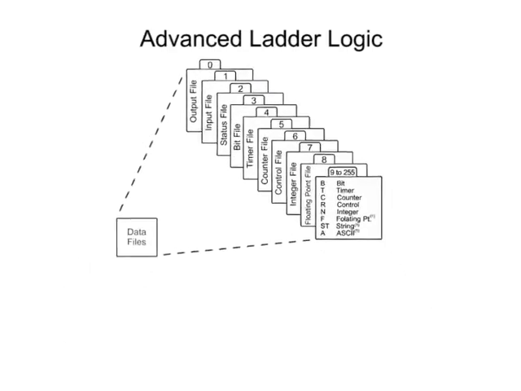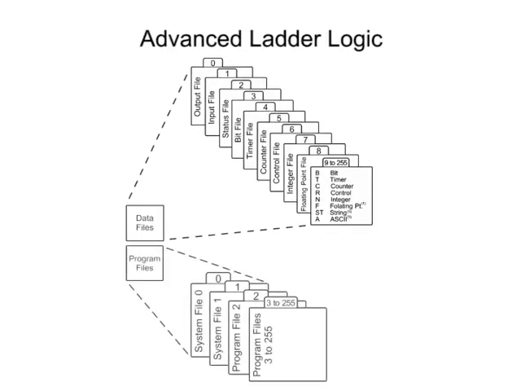To summarize, the memory of the CPU stores the program files while also holding the status of the input-output and data values.